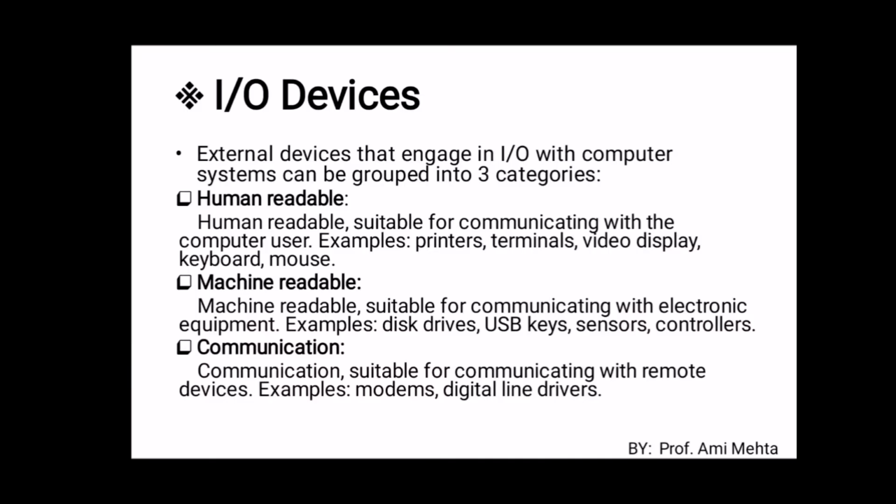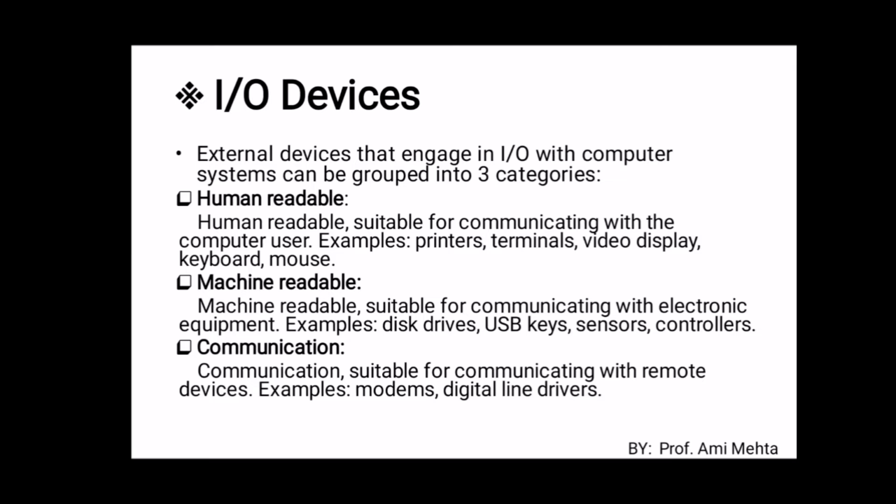External devices that engage in input-output with a computer system can be grouped into three categories. The first one is human readable, the second one is machine readable, and the third one is communication. Human readable is suitable for communicating with the computer user, for example printers, terminals, video display, keyboard, mouse, etc. The second one is machine readable, suitable for communicating with electronic equipment like disk drives, USB keys, sensors, controllers, etc.